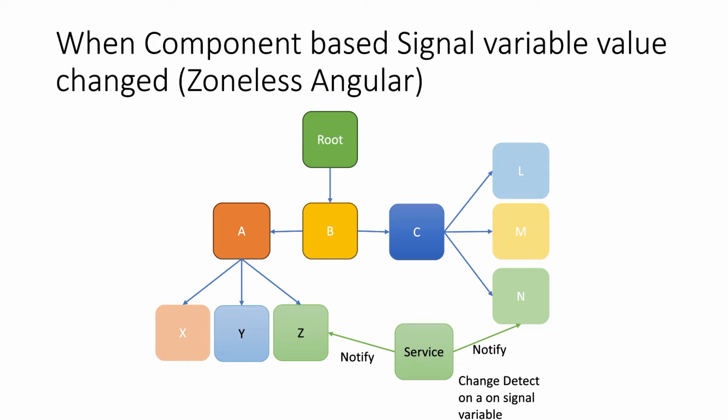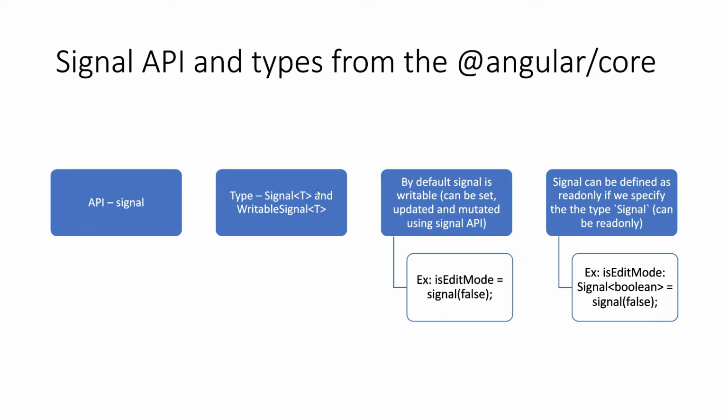So why should we go for the Subject and BehaviorSubject? They will trigger the change detection mechanism. So our goal will be using the signal so that we can make our Angular fast with Zoneless Angular. Signal API and types from the Angular core.